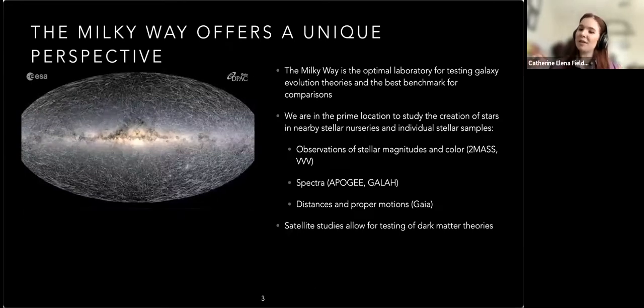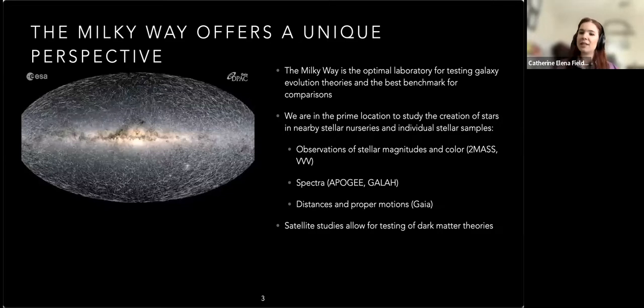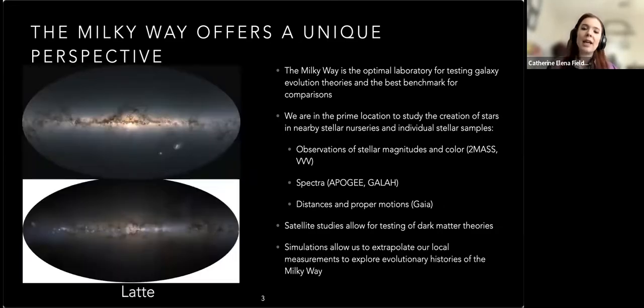And then we also can study satellites around the Milky Way to test dark matter theories. And then, of course, simulations, which allow us to extrapolate anything that we're viewing within the Milky Way to potential evolutionary histories, testing our actual understanding of galaxy formation evolution. And so, as you can see, this is kind of an actual image that we have of the center of the Milky Way, and this is a simulation version of the Milky Way. And so we're definitely at the point where we're creating simulations that do seem to represent the Milky Way.